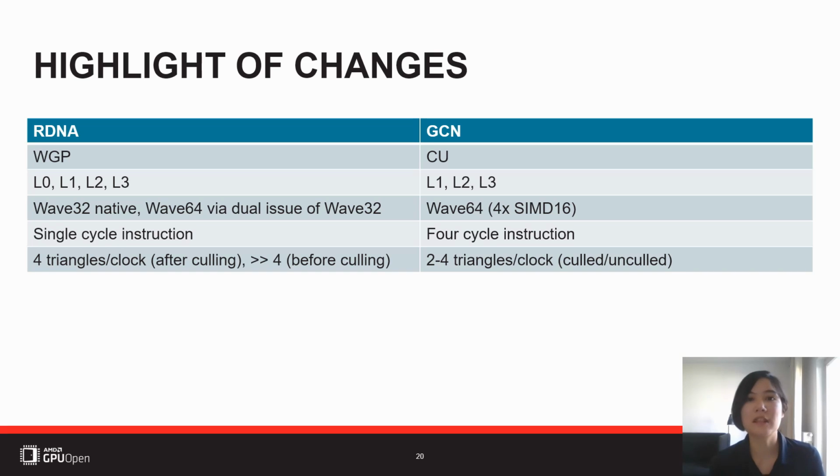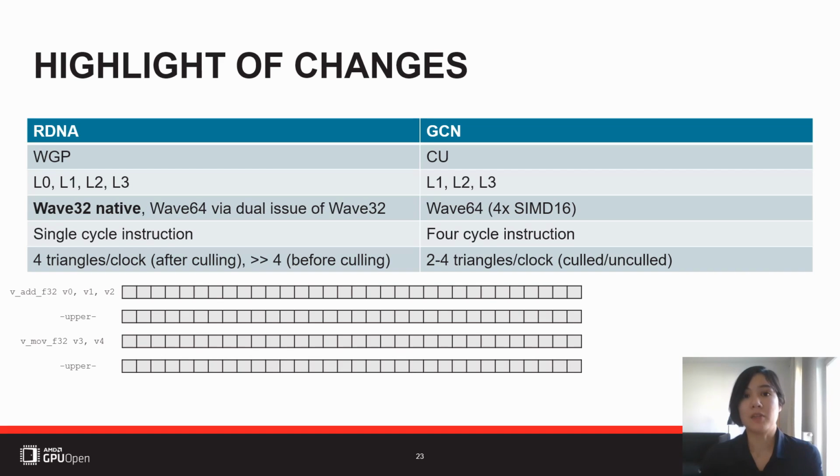To summarize the most important changes between GCN and RDNA: first, obviously, we have the workgroup processors, which are also called dual compute units because they are more or less equivalent to 2 compute units. A workgroup processor has double the amount of scalar units and instruction constant cache compared to 2 compute units, but otherwise it's more or less the same. Then we have one completely new level of cache, which is the level 1 cache on RDNA, and the equivalent to the level 1 cache on GCN is the level 0 cache on RDNA.